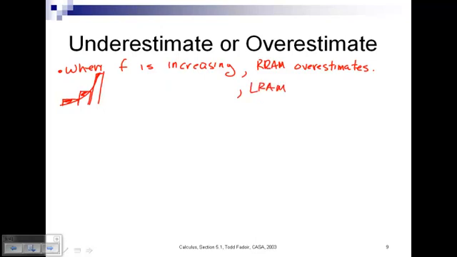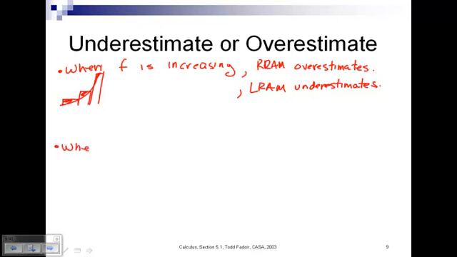LRAM underestimates. And middle round stays the same. Okay, and I'm not going to make a comment about MRAM, no one can, whether it overestimates. There'll be another time for us to look at that. By the way, that's what we saw in this particular example.